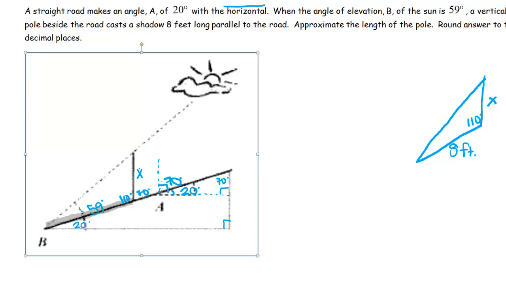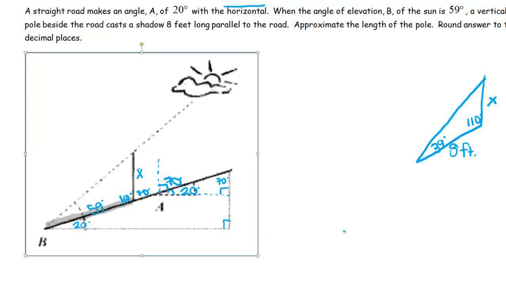But if I know the whole thing is 59 degrees and the part of it is 20 degrees, that means this leftover part is 39 degrees. This is lovingly called the angle addition postulate in geometry. And the angle addition postulate basically says this part plus this part equals the whole part, right?